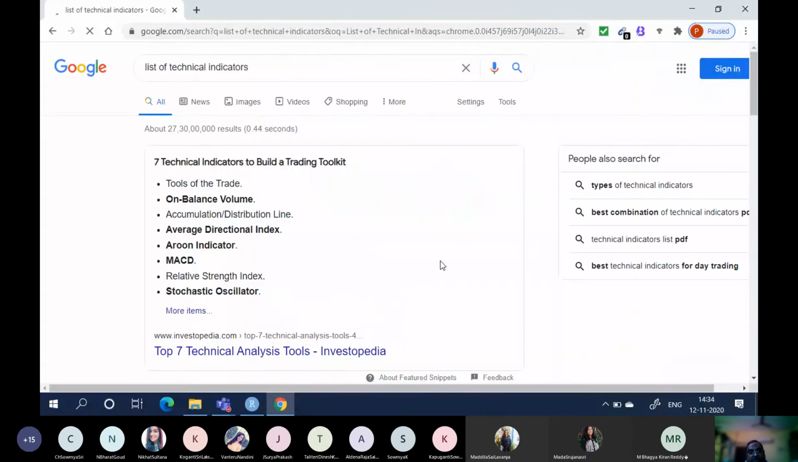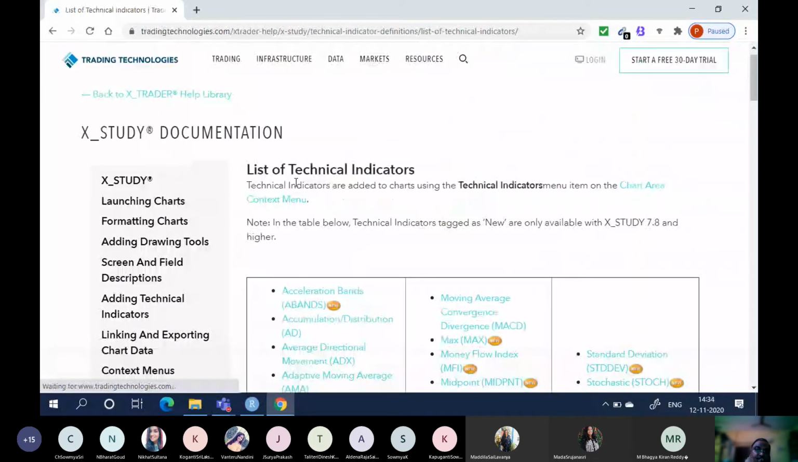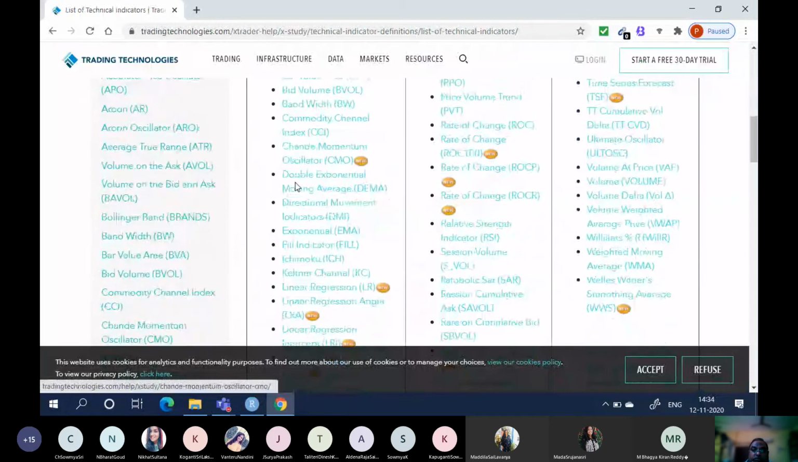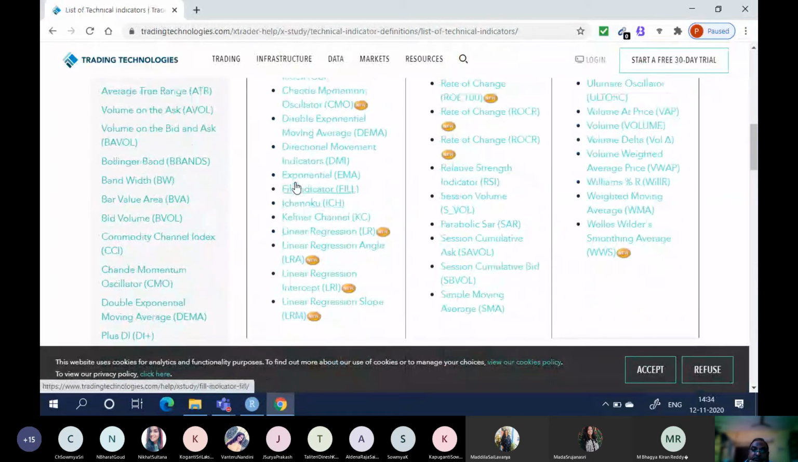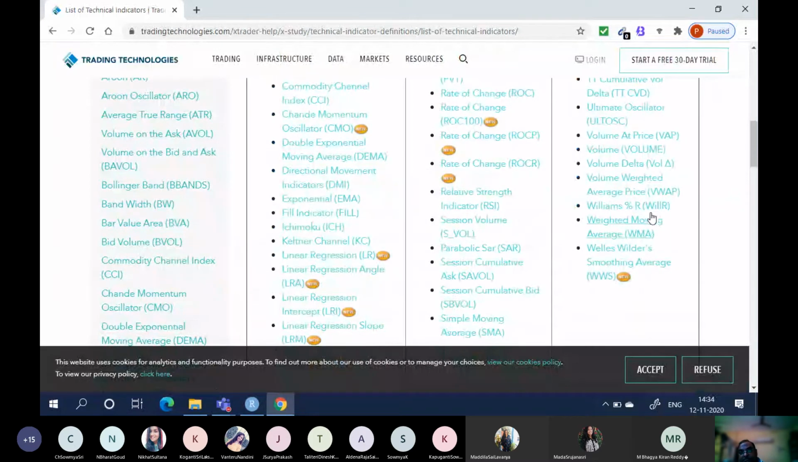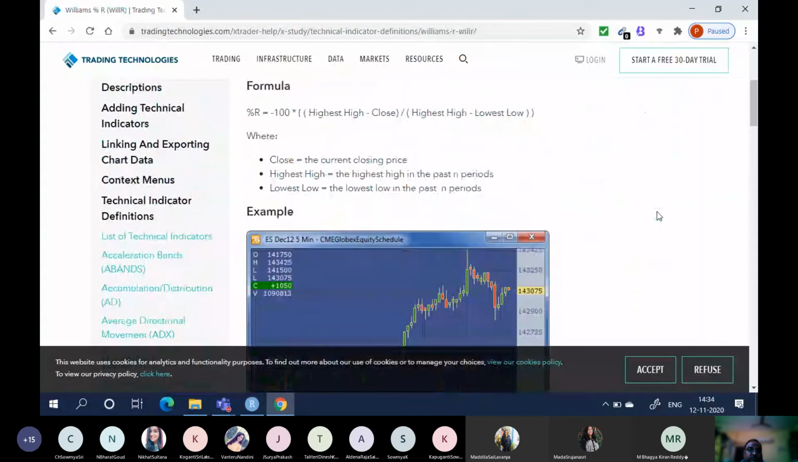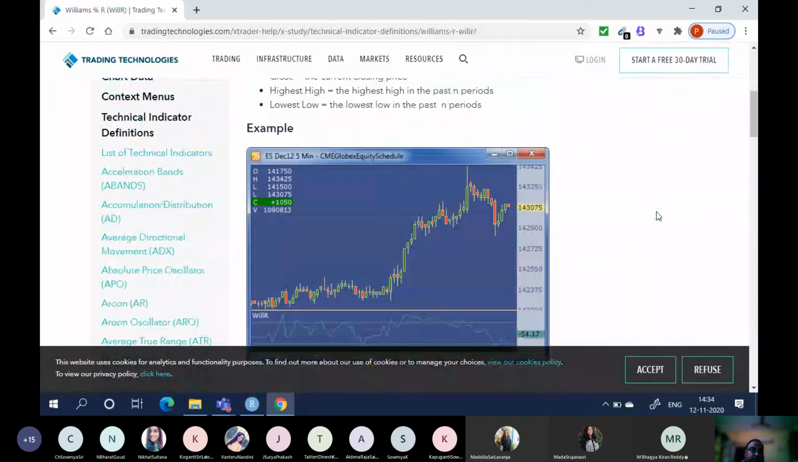So the list of technical indicators is many. You have a lot of them. Apart from what we have done, Williams %R is also very important and interesting. So that is also there.